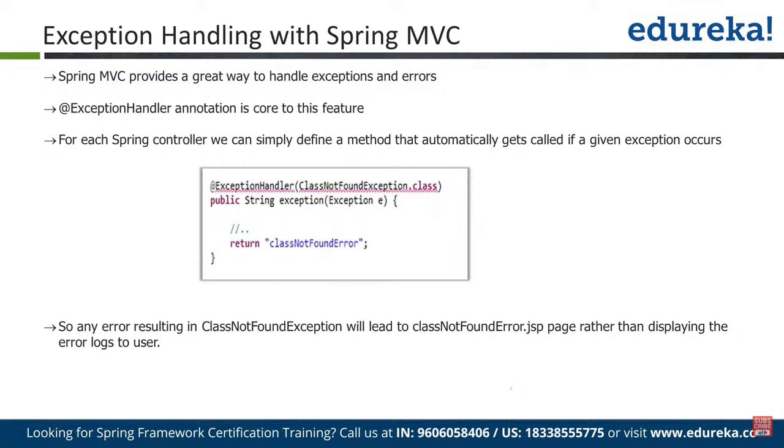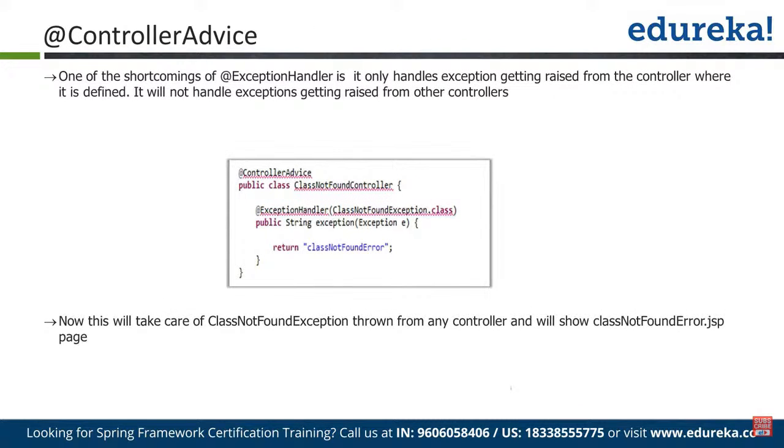To avoid that, Spring provides another annotation, that is the annotation @ControllerAdvice. In that case, what you can do is write one specific controller to handle exceptions. In that controller, you write the annotation @ControllerAdvice on top of the class and the annotation @ExceptionHandler for your methods. So whenever there is any error in any of the classes, it will open the respective JSP page for the user. This way you can make it centralized with the help of one class.